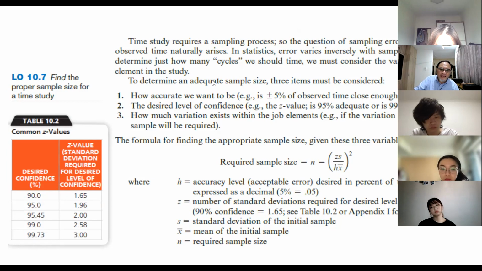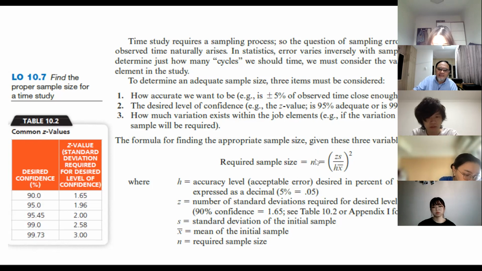To determine adequate sample size, you must consider 3 things. First, how accurate we want to be. For example, we want to be within 5% of observed time, so plus minus 5%. Of course, 1% is going to be much more detailed. And the desired level of confidence, for example 90%, is it enough or not? Or 95%, 99%.